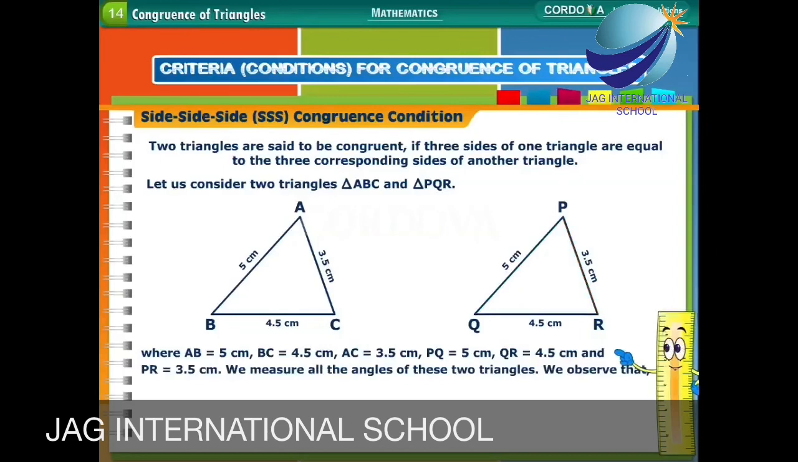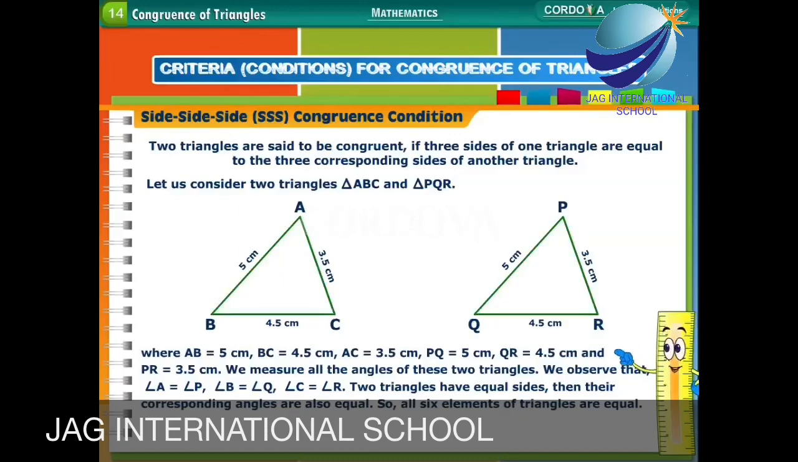We measure all the angles of these two triangles. We observe that angle A is equal to angle P, angle B is equal to angle Q, angle C is equal to angle R. Two triangles have equal sides. Then their corresponding angles are also equal. So, all 6 elements of the triangles are equal. Hence, triangle ABC is congruent to triangle PQR. This is called the SSS congruence rule.